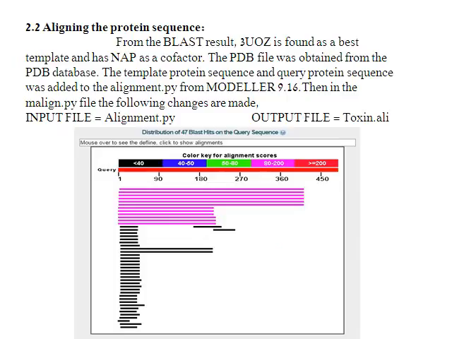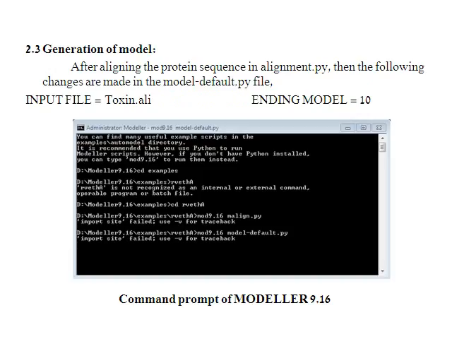First is the template selection, and second is aligning the protein sequence. The template is chosen by blasting the FASTA sequence against the PDB database, and from that we choose a template and then align the template to the target. After aligning the protein sequence, the Modeler 9.16 software generates a protein structure. It generates about 10 protein structures, and among them the one with the lowest energy, that is the E value, is chosen.